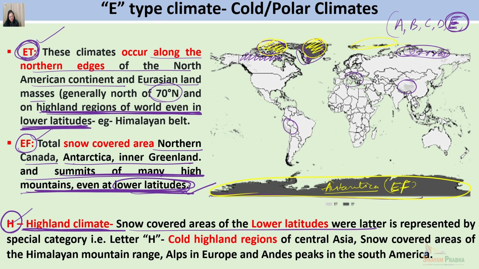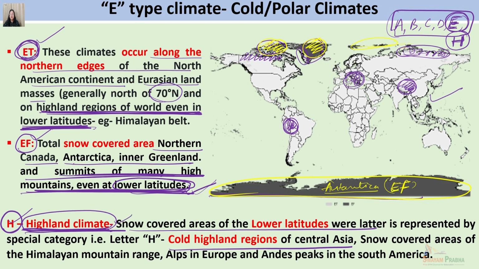So later on in the subsequent revisions, besides these 5 categories, another category was added, in the form of H type of climate, denoting the highland type of climate. So all the highland regions, cold highland regions of the world of the lower latitudes and the snow-covered summits of the mountains of the lower latitudes came under the highland category. So it included the cold highland regions of Andes, Central European region, Central Asian region with Himalayan mountain range. They were all part of H or highland type of climate.